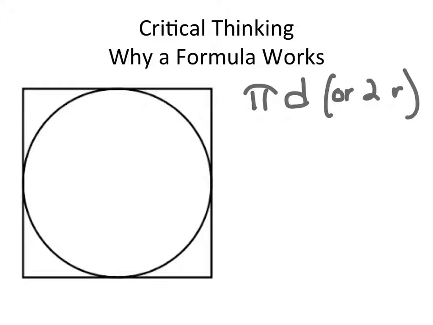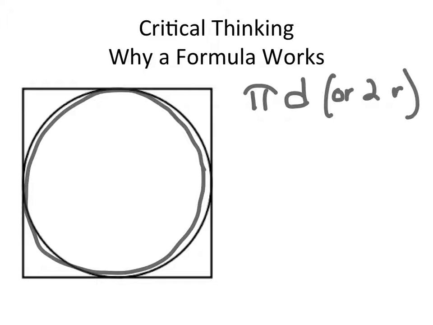Another way we can teach critical thinking in geometry is to make sure students understand why formulas work. For example, if we were to find the distance around this circle, we could use a formula. The formula is pi times the diameter, or 2 of the radii. So if we look at this circle, we could draw an approximate diameter. But what we want students to understand is not just that this is a formula that they can plug numbers into. We want them to understand the relationship.